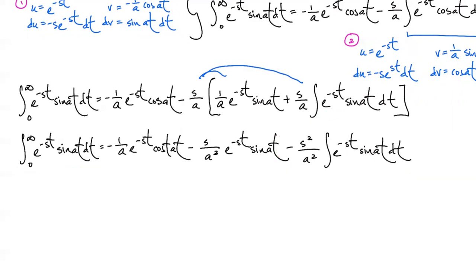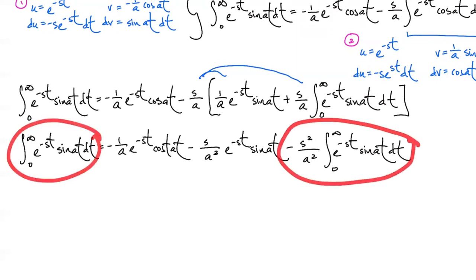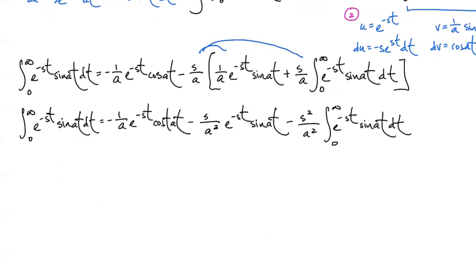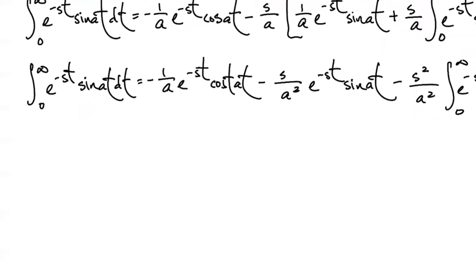I dropped my bounds here. I'll put those back in, right? But we have one of these integrals on the left-hand side, and we have negative s squared over a squared of that integral on the right-hand side. So we're going to take the one on the right, add it to the one on the left, and factor out this common integral. And when we do that, we're going to end up with 1 plus s squared over a squared. That's how many of these integrals I have.